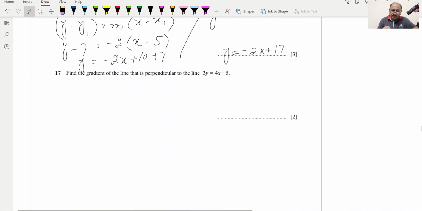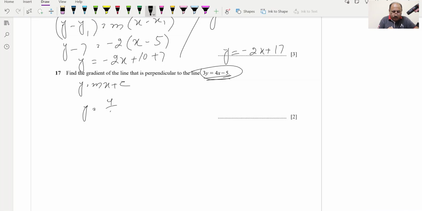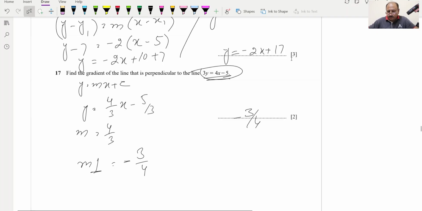Find the gradient of the line that is perpendicular to this line. So first of all, we will write this line in y is equal to mx plus c format. So we can write this as y is equal to 4 by 3 x minus 5 by 3, and this will be the m value, so we can write it as 4 by 3. So the gradient of the perpendicular will be the reciprocal and change sign, so it will be minus 3 by 4. Minus 3 by 4 will be our final answer for this question.